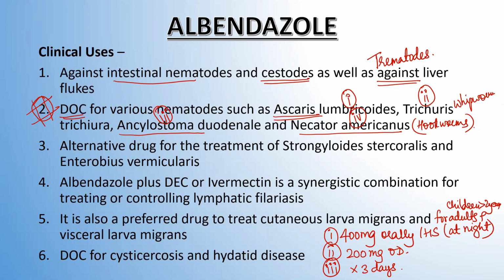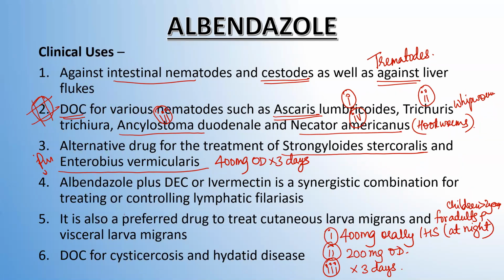Now, albendazole is also used for the treatment of Strongyloides stercoralis, and it is also used for the pinworm, Enterobius vermicularis. Right. So, what is the dose for it? The dose is the same, which is 400 milligrams OD. 400 milligram OD into 3 days.